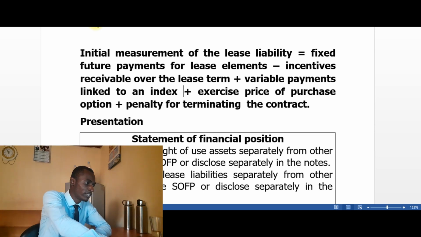Now, what are we required to do? Demonstrate how the lease liability will be accounted for in the financial statements for the end of 31st December 2015. Remember, the lease term is 5 years. The useful life of the asset is 6 years. We are going to demonstrate how the lease will be accounted for in the financial statements of Rebecca for the year ending 31st December 2015.